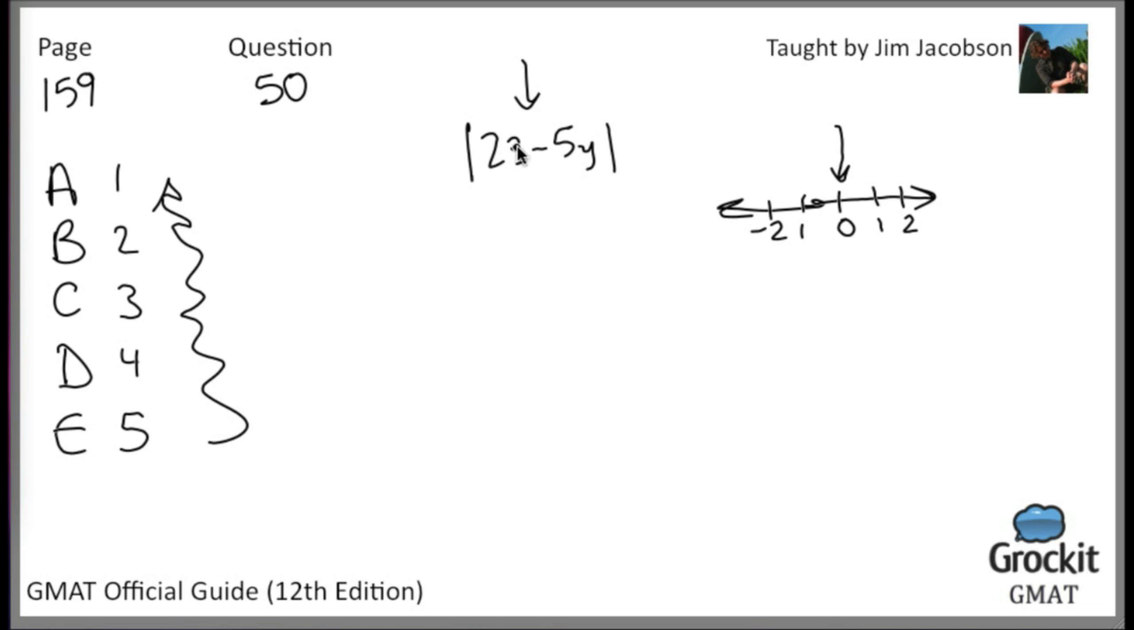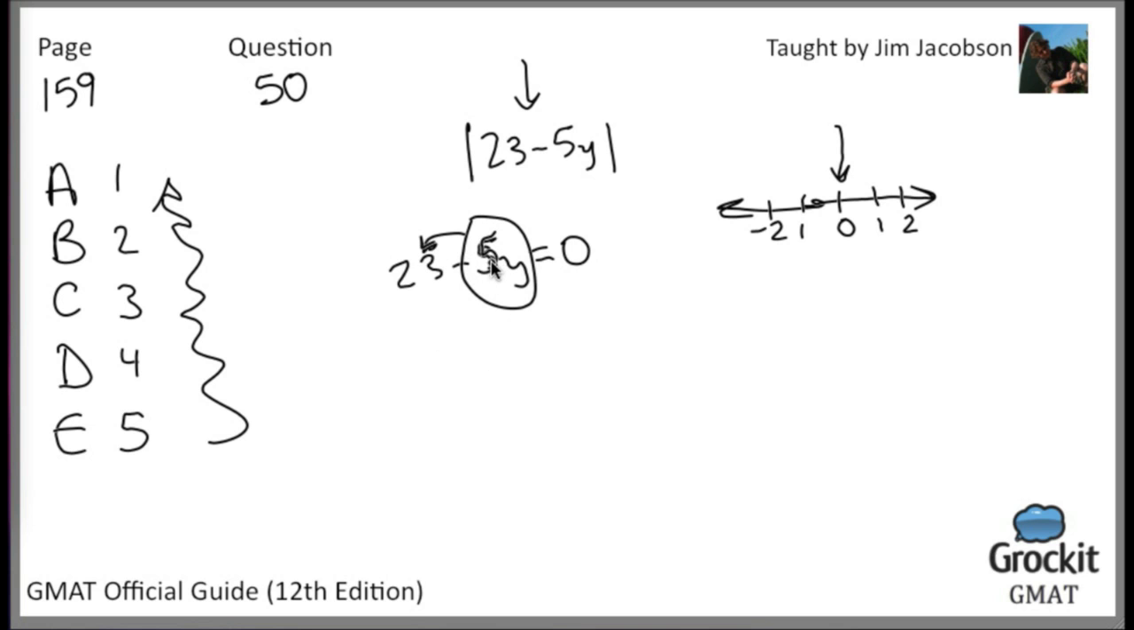The way to get 23 minus 5y as close to 0 as possible is to make 5y as close to 23 as possible. So, if we just had 23 minus 5y equals 0, well, it wouldn't actually equal 0. But in order to get this, we would need to get whatever this expression is as close as possible to it. Well, we would need to get it exactly equal if we had an equation here.